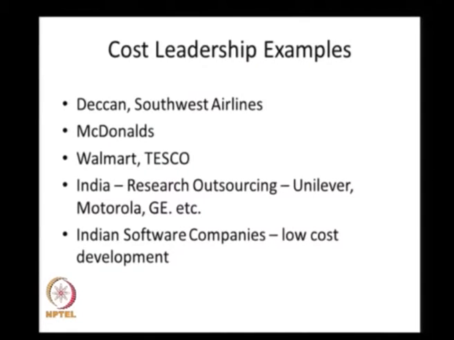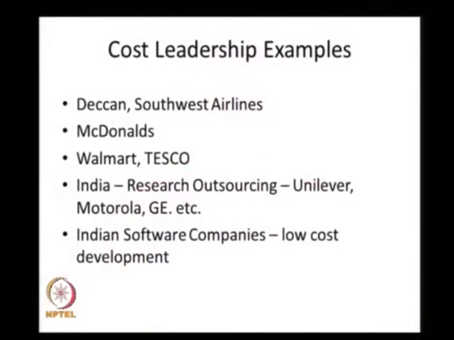And you have a number of examples of firms that are symbolic of cost leadership. A classic example is in the airline industry, the Deccan Airlines here, or the Southwest, about which I talked in my introductory classes, or McDonald's, Walmart or Tesco in their multi-brand retail, or research outsourcing itself is a cost leadership example. Firms like Unilever or GE outsource their research capabilities in India, not only because of the intellectual strength that the country has, but also because it is cost competitive. And it is the same cost leadership example that explains the success of Indian software companies, because we are capable of software development at a competitive price. So these are some popular examples of how organizations use cost leadership as a strategic decision and build strengths within an organization that always tries to reduce costs.